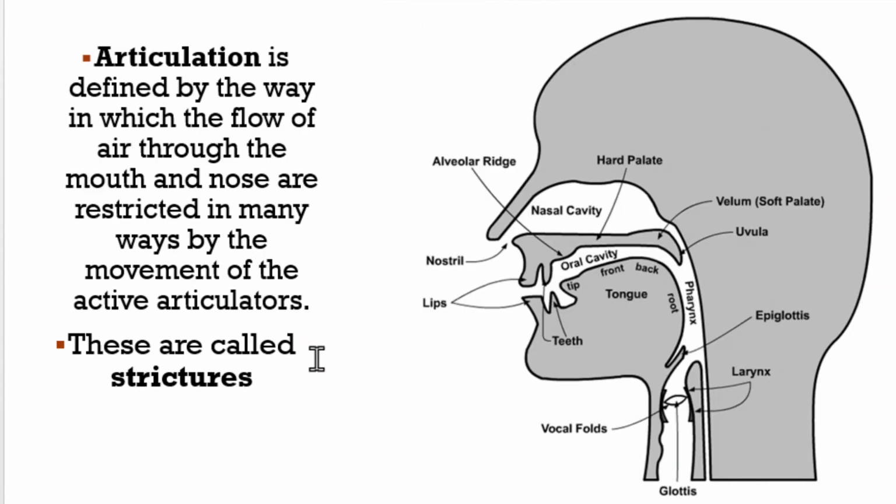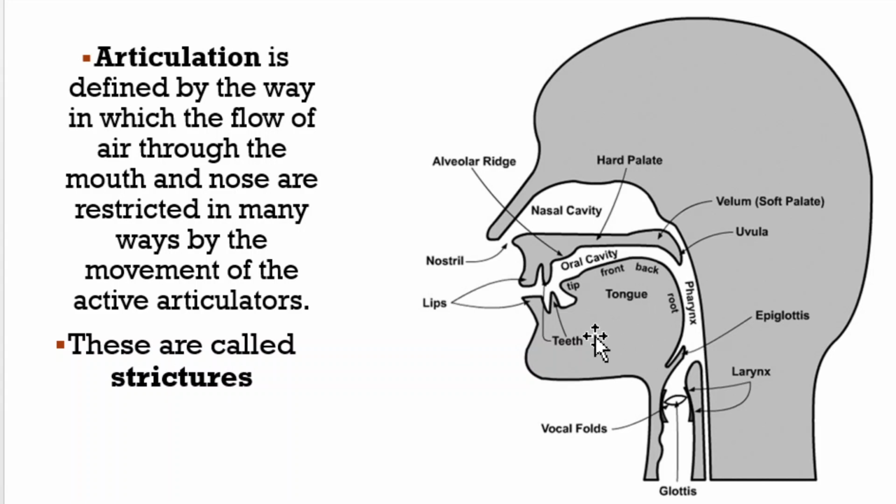Now, we talked about the articulators, passive articulators and active articulators, and when they engage, articulation happens. Articulation is defined by the way in which the flow of air through the mouth and the nose is restricted in many ways by the movement of the active articulators, primarily the lower lip and the tongue. And these narrowings caused by the tongue and the lip are called strictures.